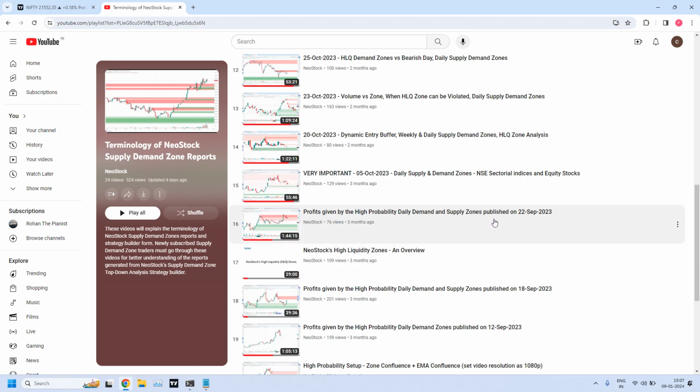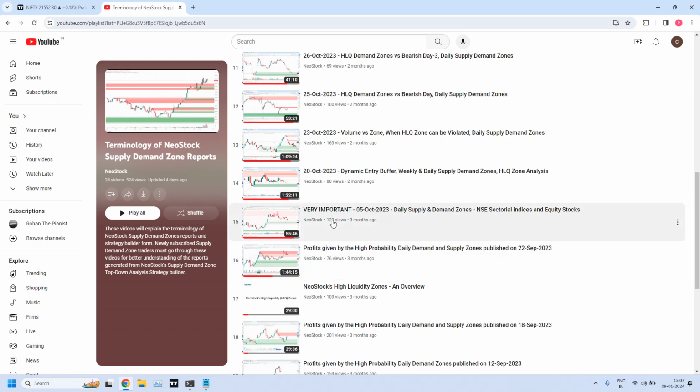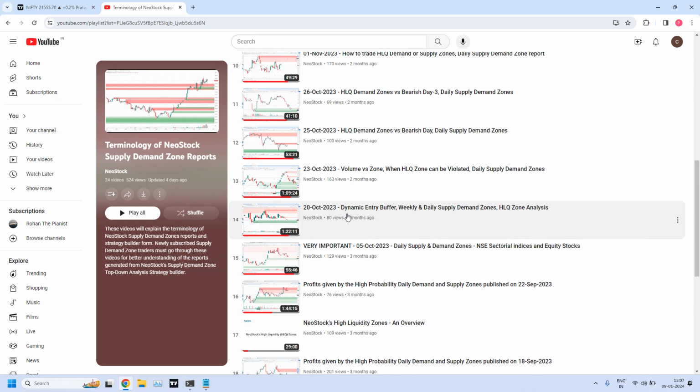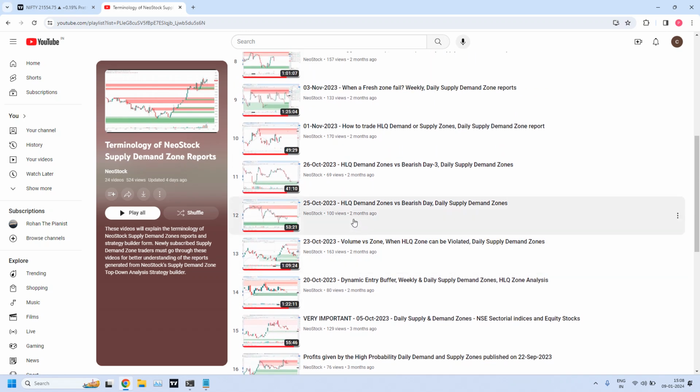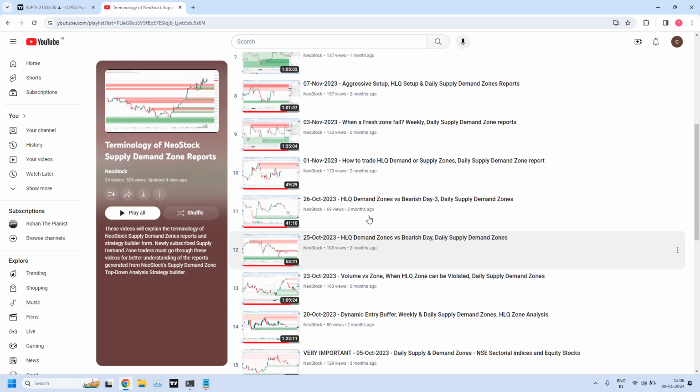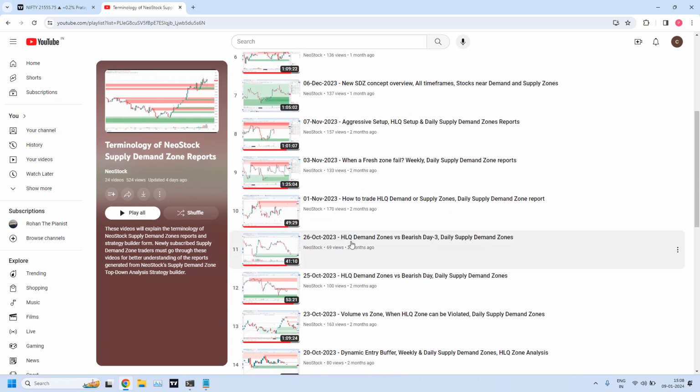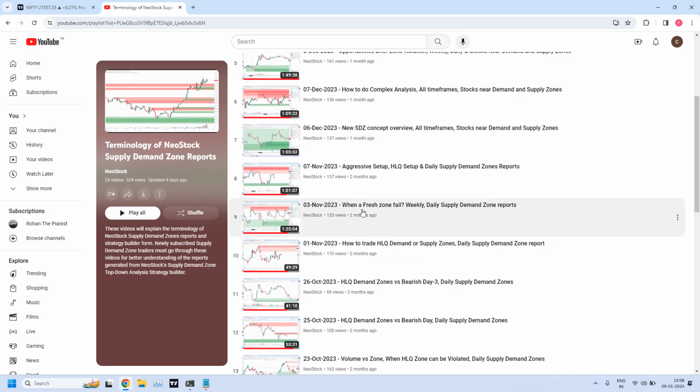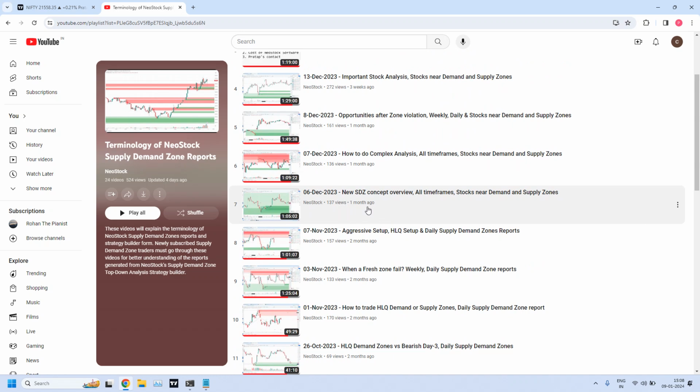Profits given by high liquidity daily demand zones. This is dynamic entry buffer. This is a volume related concept. HLQ demand zones on a bearish day: on a bearish day, how to trade HLQ demand or supply zones. Yes, in this I have explained the steps with examples. You would have referred to this video from 1st November 2023. There are also one or two more videos.